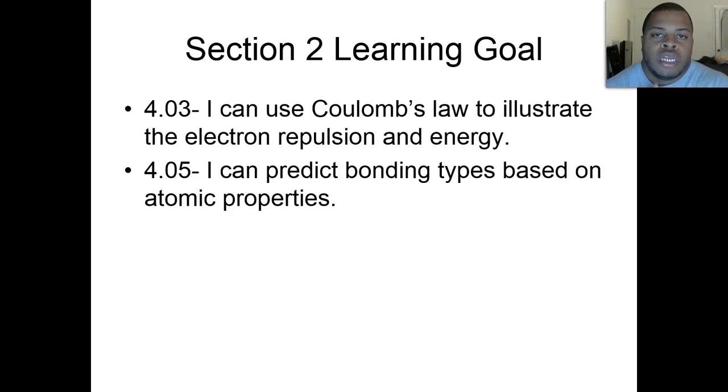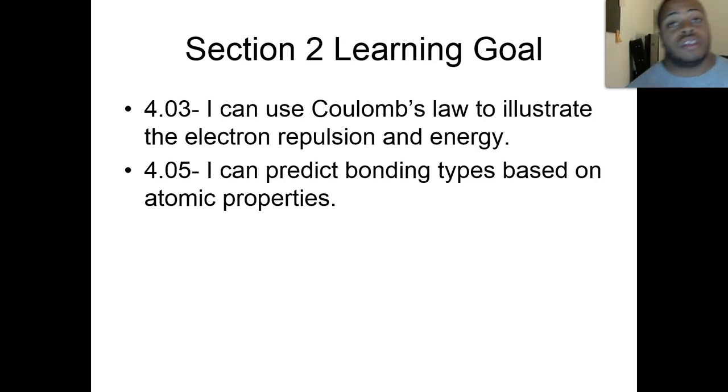All right, now we're going to go into section 2, and we have our two learning goals that we're actually going to look at here, which are 4.03. I can use Coulomb's law to illustrate the electron repulsion energy, and I can predict bonding types based on atomic properties. Now, we're going to go through this part of the unit. It's got a few more things that are going to be introduced in there. It also is going to introduce a little bit of the idea of what's going on with intermolecular forces.